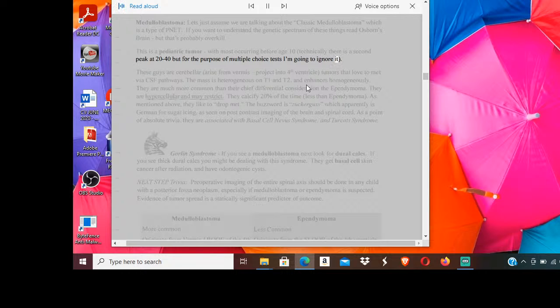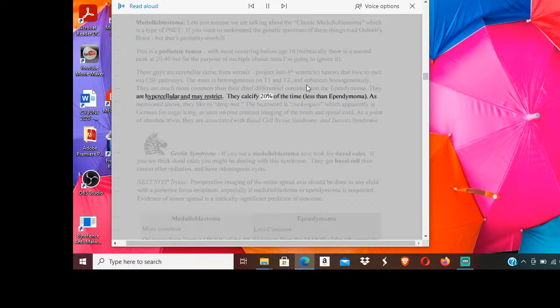I'm going to ignore it. These guys are cerebellar, arise from the vermis, project into the fourth ventricle, and are tumors that love to met via CSF pathways. The mass is heterogeneous on T1 and T2, and enhances homogeneously. They are much more common than their chief differential consideration, the ependymoma. They are hypercellular and may restrict.